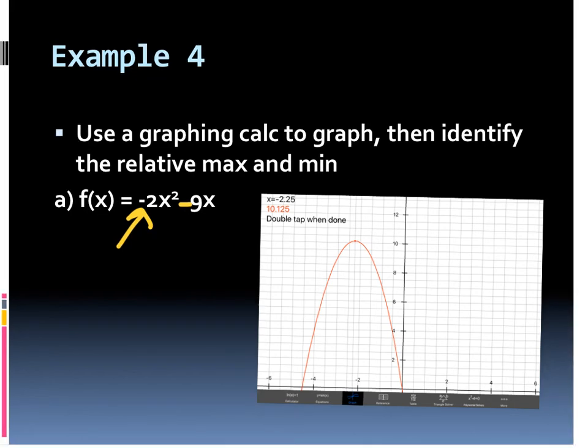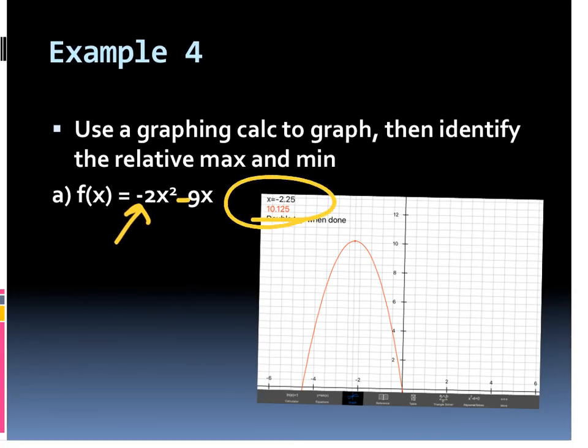But if you notice here, there's only a maximum. There's no minimum. It doesn't go down and come back up. It doesn't go up and come back down multiple times. There is just one max on this graph. And that maximum is negative 2.25 and 10.125. You can use your table, except it's not going to be exact. If you can see that it's not exactly at the 10, I would use that trace.